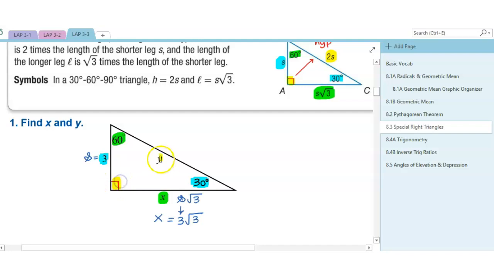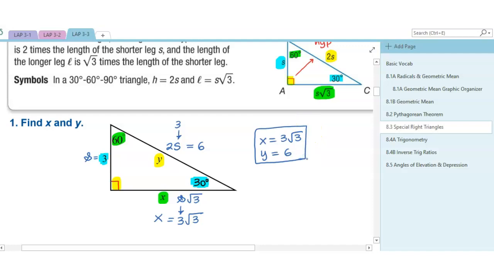Last bit is your 90 degree angle. The side that's opposite the 90 degree angle is always going to be 2 times whatever S is. In this case, S is 3 because that's what we said over here. So 2 times 3 is just going to be 6. So X is 3 root 3 and Y is 6. And that's it. It took us about a minute to solve this problem.